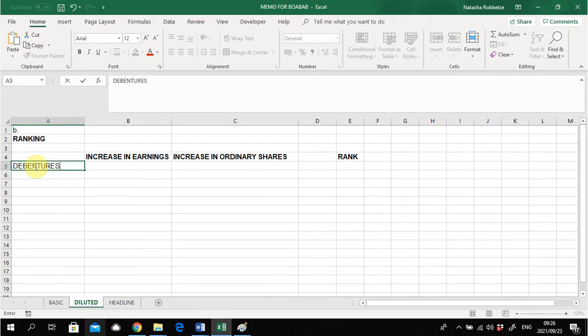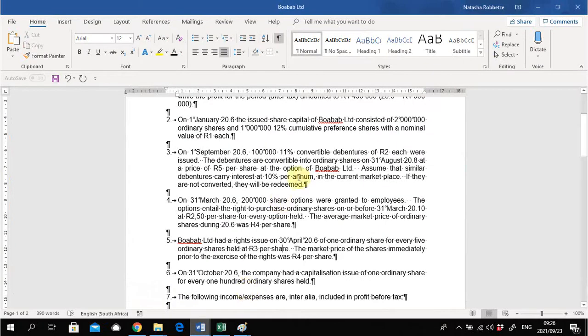And for the debentures, we had to go and do a calculation. I'm just going to quickly go back to the question. They tell us that there's 100,000 of these convertible debentures at 11%. They're worth R2 each. Then the debentures are convertible into ordinary shares at R5 per share. Then assume that similar debentures carry an interest rate of 10%.